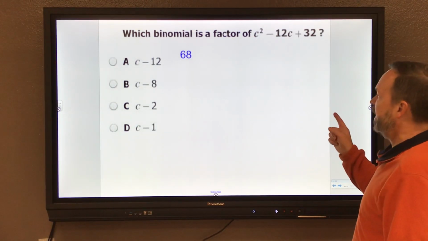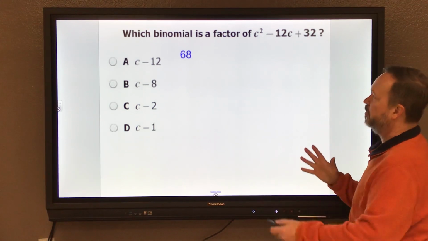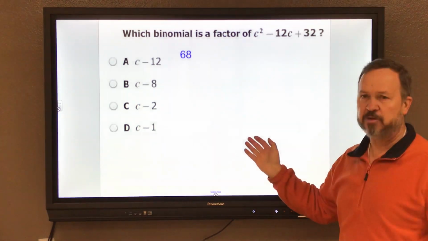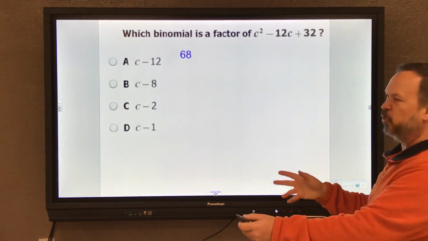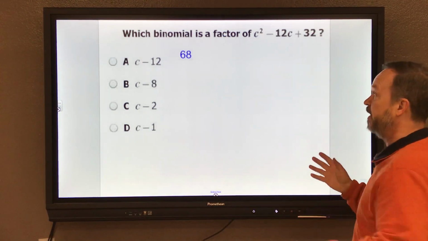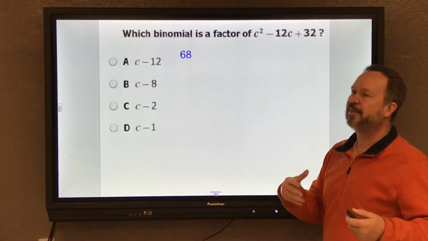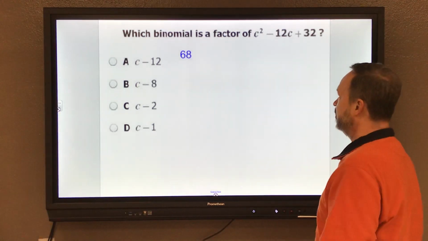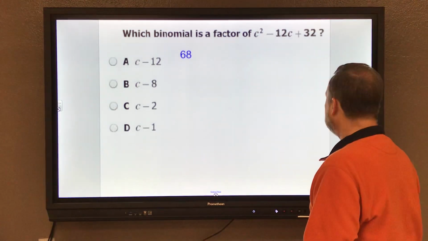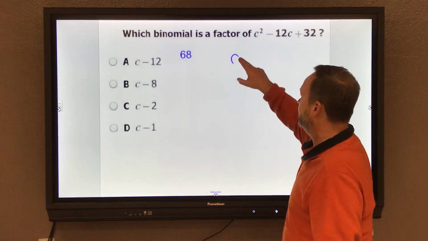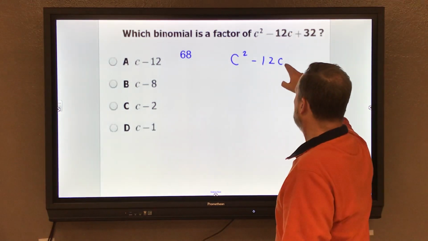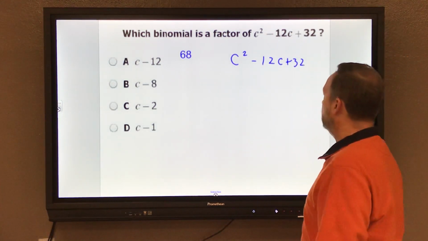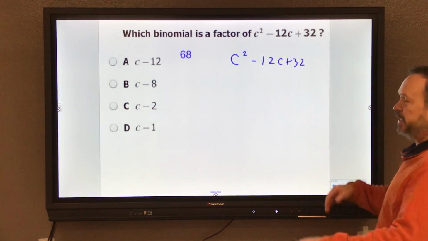Which binomial is a factor? And this is what they do with a lot of these standardized tests. If they gave you both factors, you could easily do the FOIL, see who comes out to be that or whatever. But by giving you only one factor, it puts a little more pressure on you to actually know how to factor. There are ways around that, to be honest, but that's the way this is going to work.